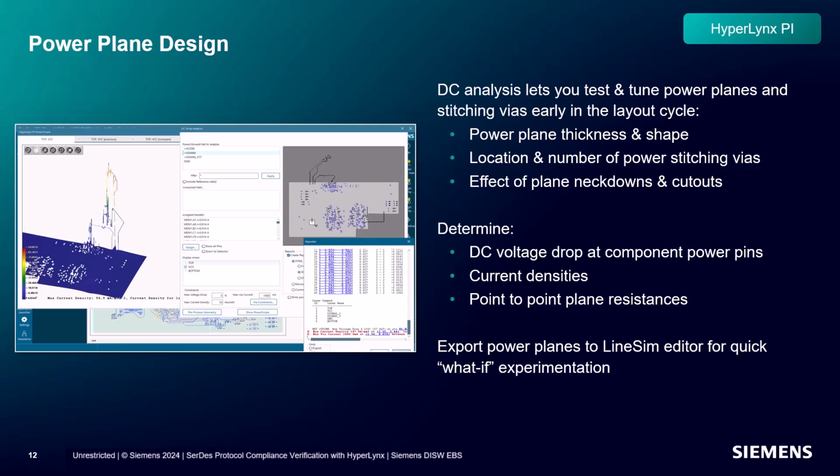Hyperlinks allows us to import component and plane data from PCB layouts in progress and analyze them to look for issues. The LineSim schematic editor is a hybrid editor. It can capture a model for a signal topology, a power plane layout, or the combination of both. In this case, LineSim allows us to load the power plane and make quick what-if adjustments, then rerun analysis to test different fixes for power delivery issues.